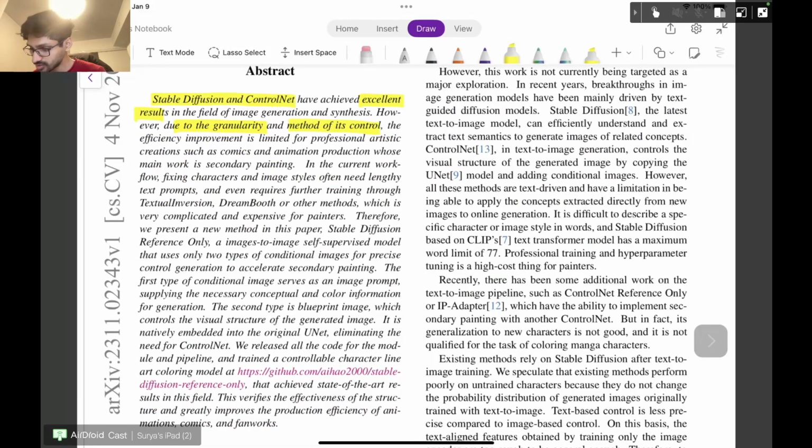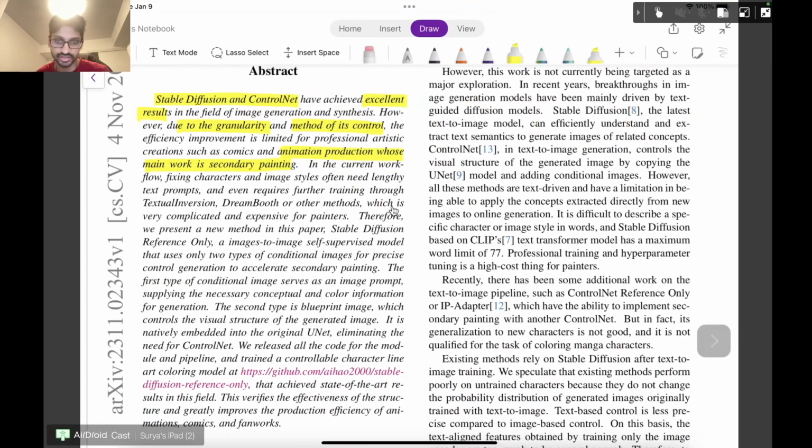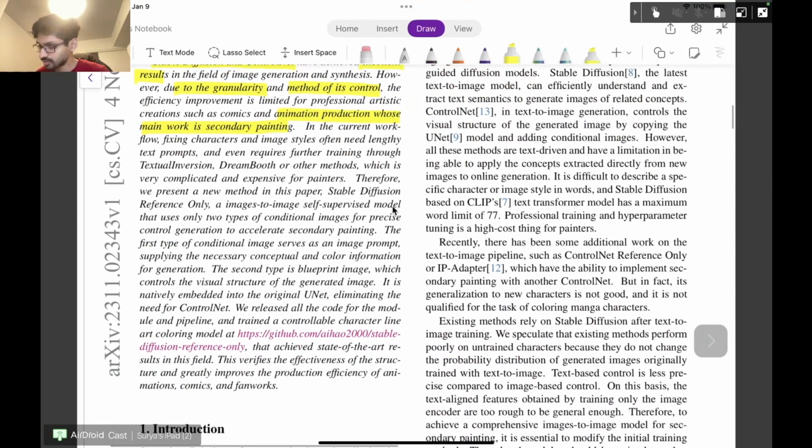So this cannot be used very well where the primary task is secondary painting. So what we mean by secondary painting is basically this task. So you have a primary painting and you want to generate another painting of the same concept in a slightly different context. It could be a different pose, it could be like slightly moved limbs, it could be a different expression, and so on. So the issue is this task is currently not solved with Stable Diffusion and ControlNet, and this paper proposes an alternative way to solve the task.